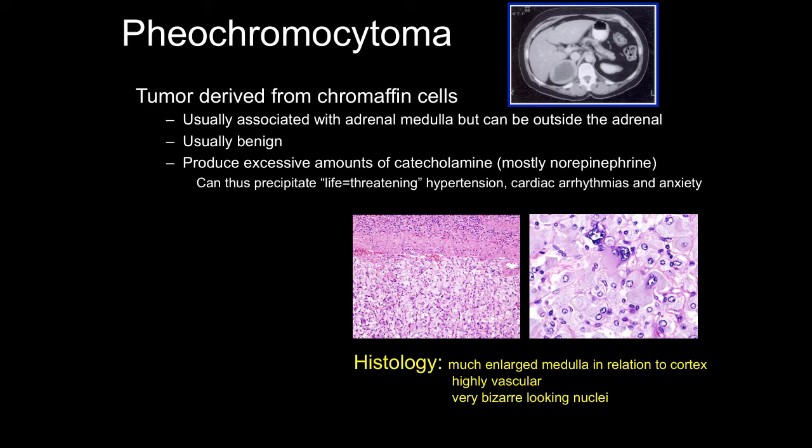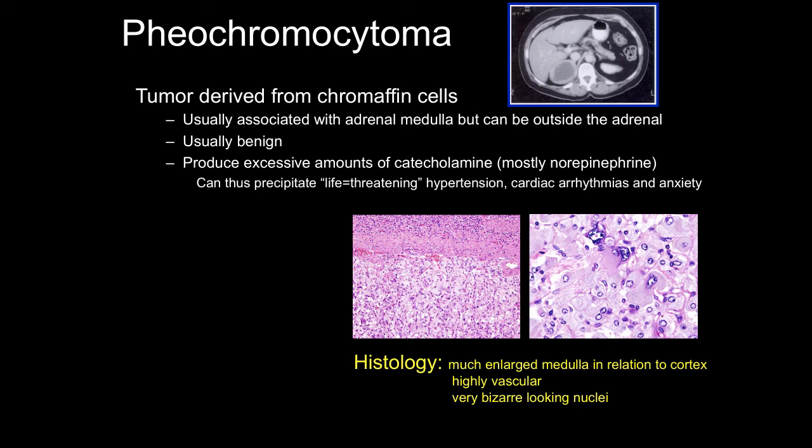An important clinical correlation in relation to the adrenal medulla would be pheochromocytoma. These are tumors that are derived from chromaffin cells. You can see that on the CT scan here. These are usually associated with the adrenal medulla, but they can sometimes be located outside the adrenal medulla. They're usually benign tumors, but they produce excessive amounts of catecholamine, mostly norepinephrine. Thus, these tumors can precipitate almost life-threatening hypertension, cardiac arrhythmias, and anxiety.